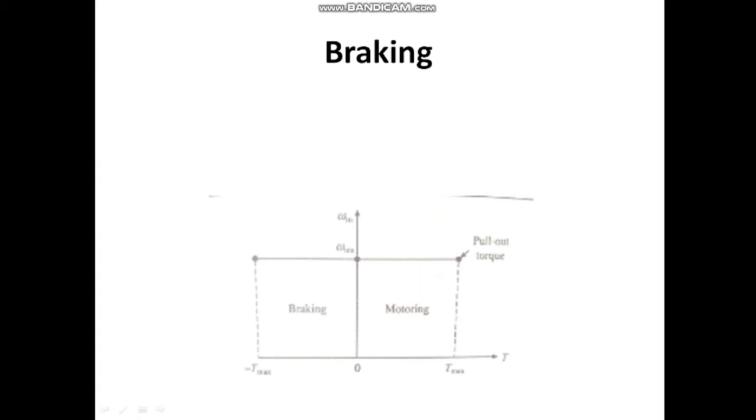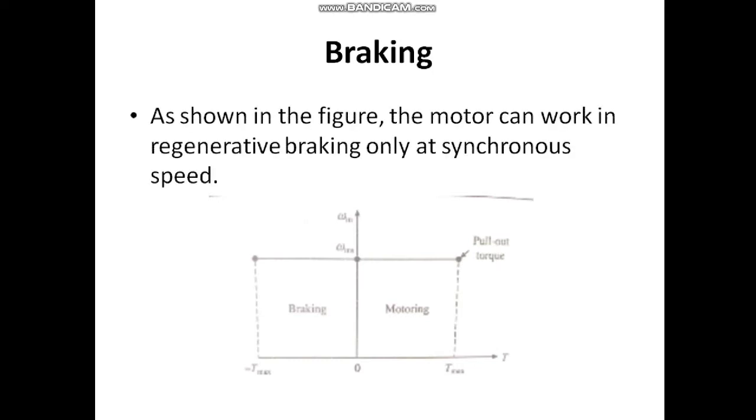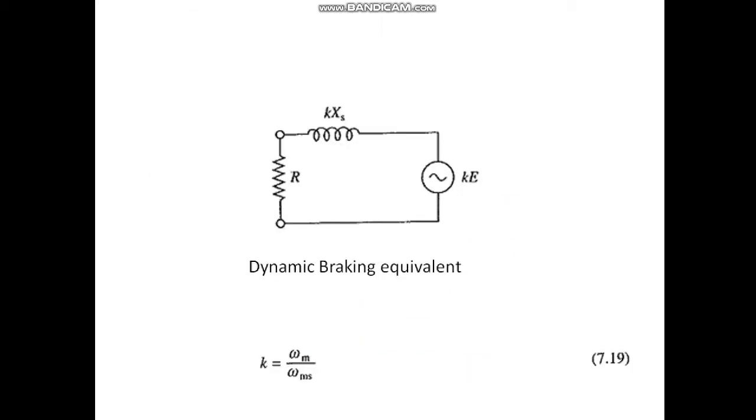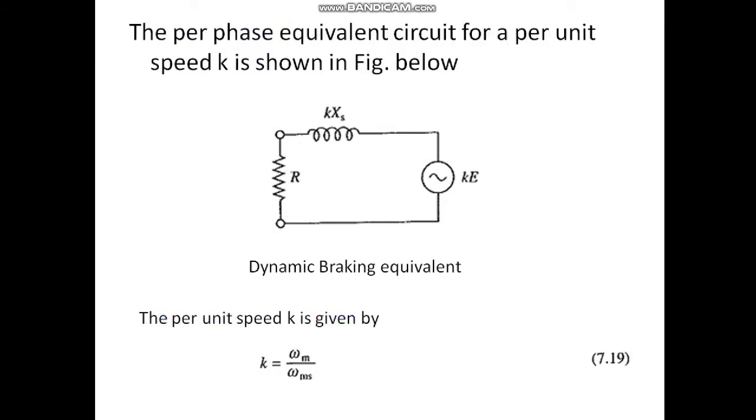My synchronous speed. So it can operate in regenerative braking mode only when it is at synchronous speed. Therefore, regenerative braking cannot be used for stopping or decelerating a load. Dynamic braking is obtained by disconnecting the stator from the source and connecting it to a three-phase resistor. We have done with different types of braking. Regenerative braking is only at the synchronous speed, so I cannot use it. However, dynamic braking I can go.